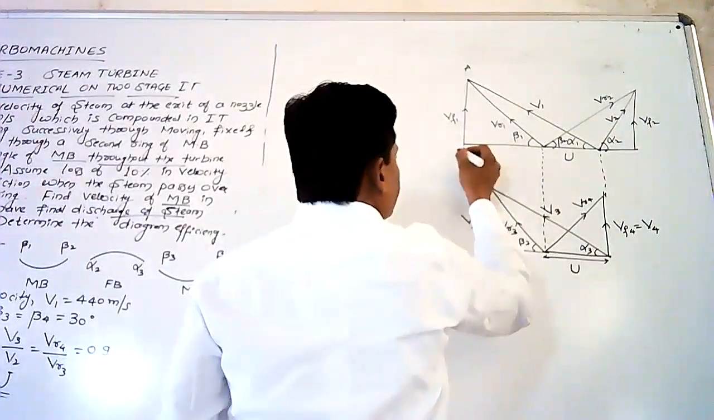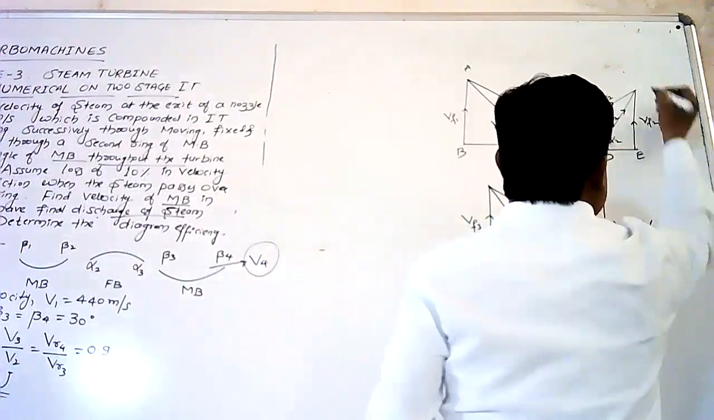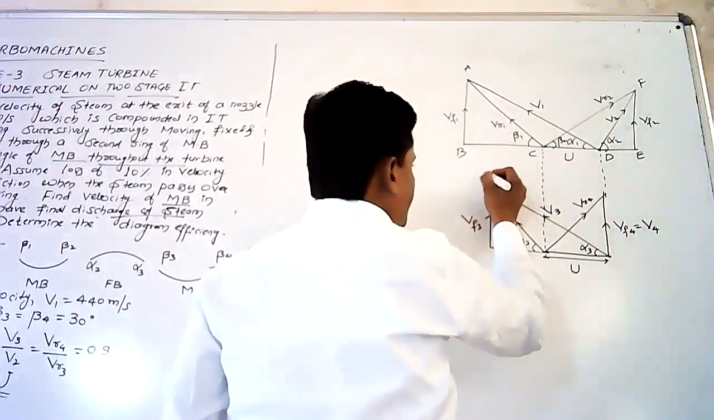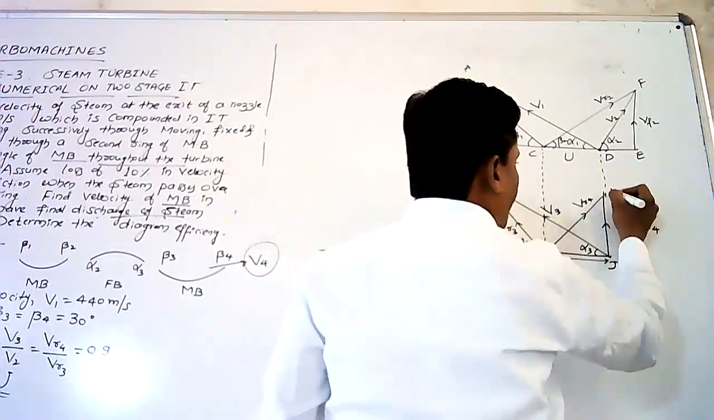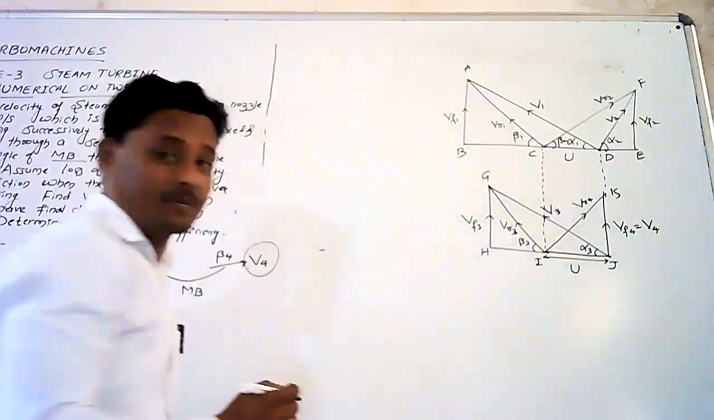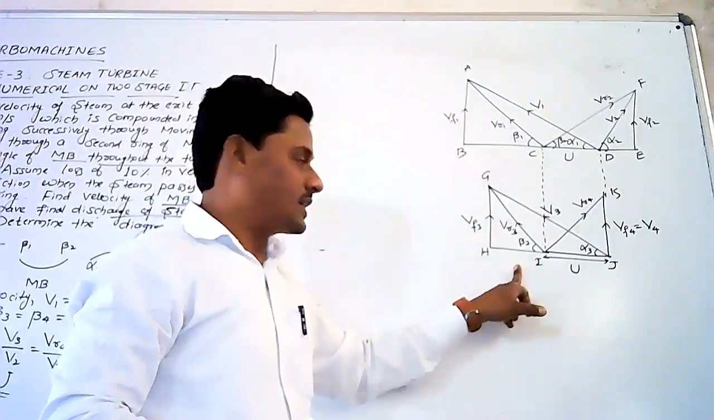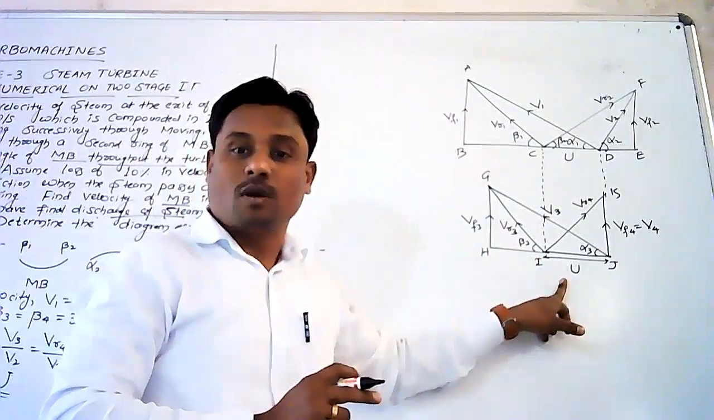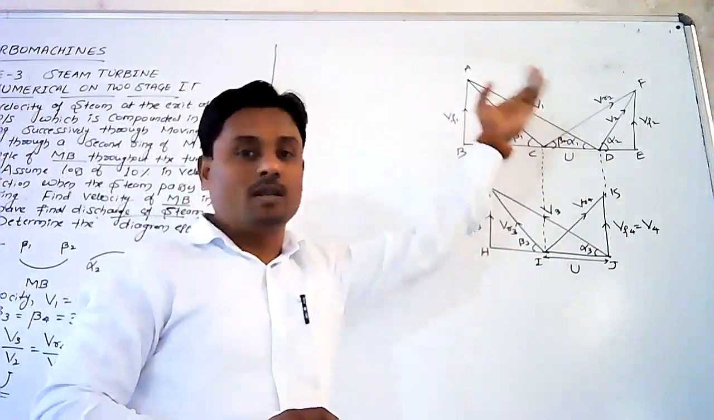A, this is B, C, D, this is E, F, this is G, H, I, J, and K here. This is the first stage, and this is the second stage. As the U value is unknown, we have to start the numerical from the second stage, and then end up with the first stage.